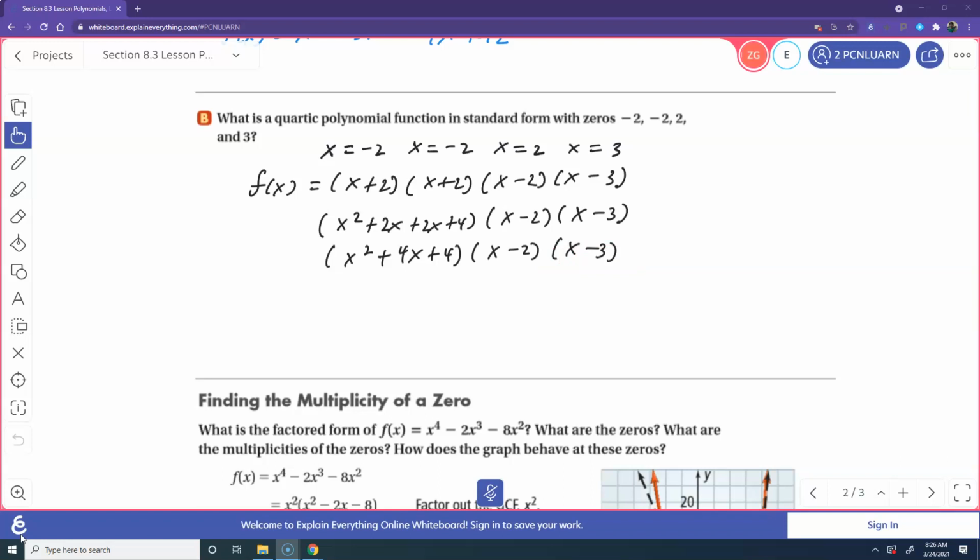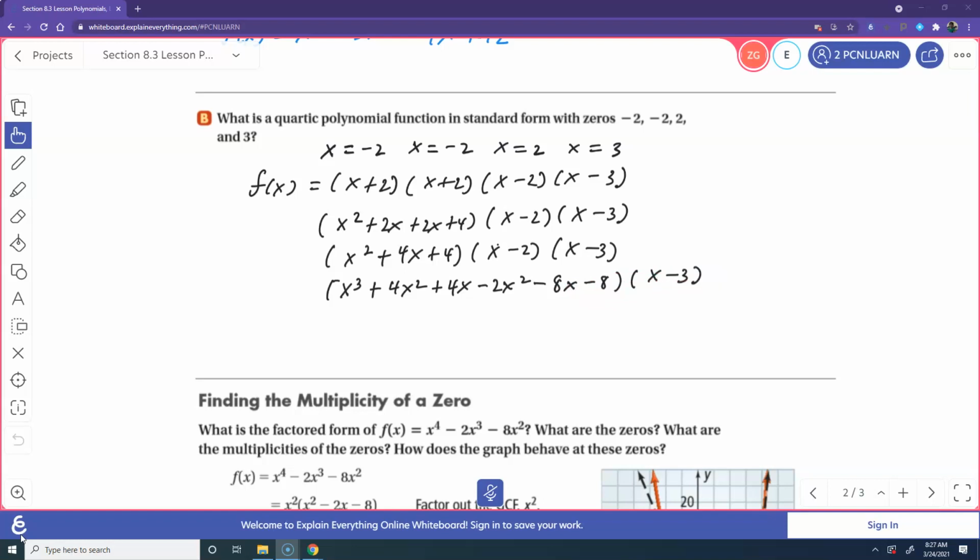So now I'm going to multiply x times x squared, which gives you x cubed. X times 4x gives you 4x squared. X times 4 gives you 4x. Negative 2 times x squared gives you negative 2x squared. Negative 2 times 4x gives you negative 8x. Negative 2 times 4 gives you negative 8. Remember, you're still multiplying times x minus 3.